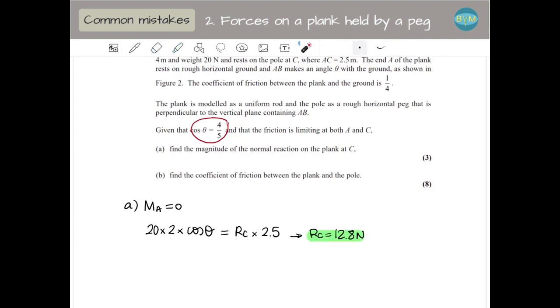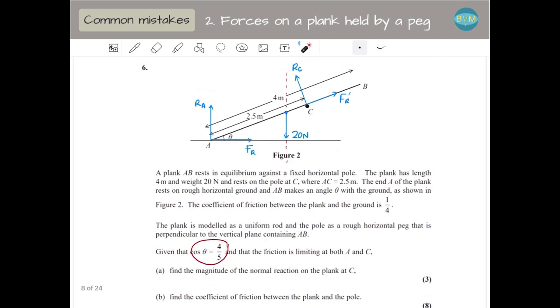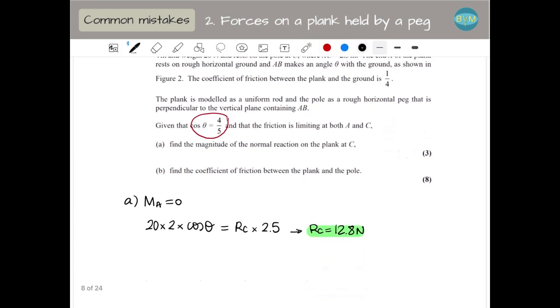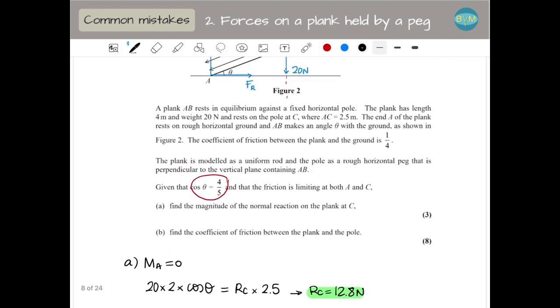Next one, B, which is the longest, is 8 marks: find the coefficient of friction between the plank and the pole. So they are asking for the coefficient of friction here. They give us the other coefficient of friction, which is 1/4 between the floor and the plank. But now they're asking us this one. Remember, they say both of them are in limiting equilibrium. Let me find it.